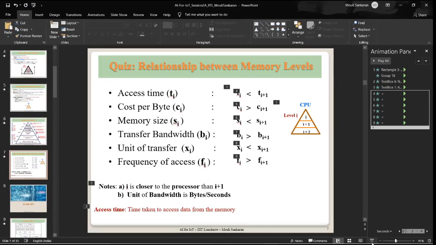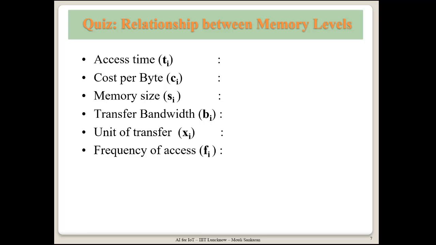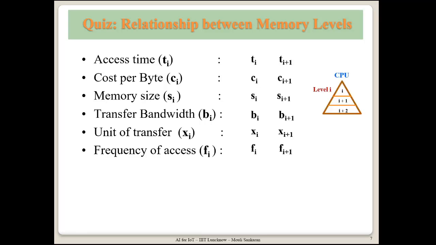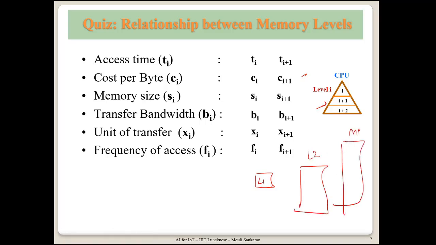So let me open it here. Unit of transfer means how much you carry when you are having a transfer from one level to another level. Let me explain. Suppose I told you L1 cache, L2 cache, and then main memory, and then hard disk. Different levels.